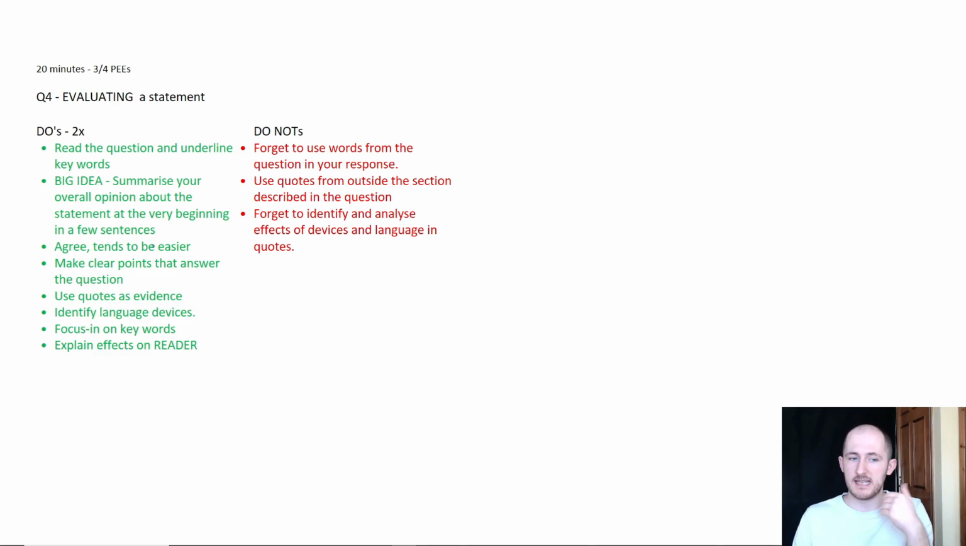Those would be the easier ones to do, but you can disagree as well if you want. It's completely up to you. Make clear points to answer the question. Again, a common thing in the examiner's reports is that it seems like students don't answer the question. They just answer a different question.